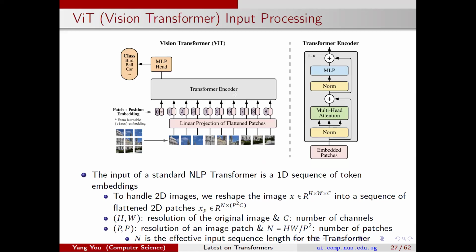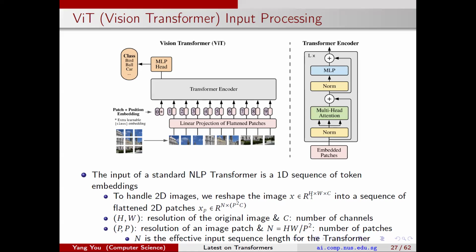Now let me give you more information on how to process the image. Let's assume the shape of this 2D image is H by W by C. H by W is the shape of the image, like H is 500 and W is 700, a 500 by 700 image. C is the number of channels in the image.